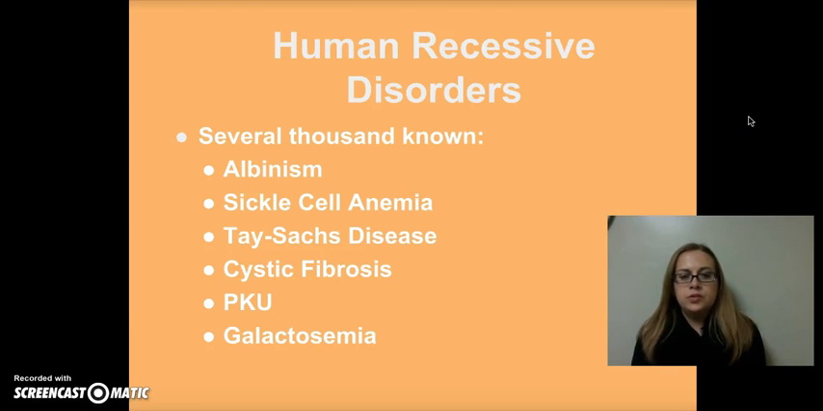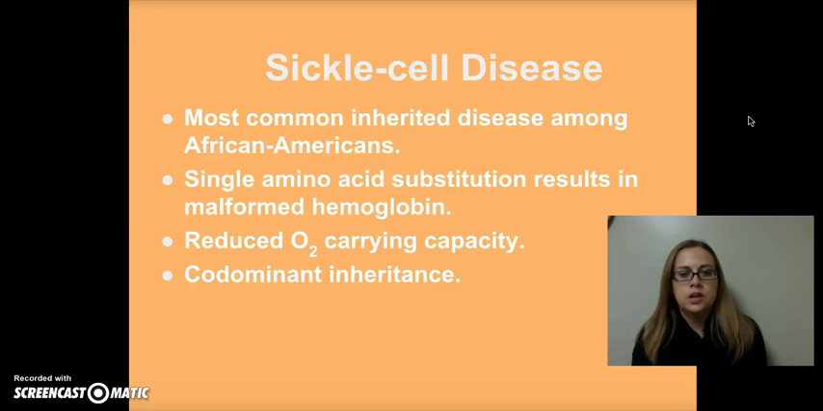So, common human recessive disorders, albinism is one, sickle cell anemia, Tay-Sachs disease, cystic fibrosis, PKU, and galactosemia are some pretty common ones that you can see in a lot of common biology textbooks. Sickle cell disease is the most common inherited disease among African Americans. You have a single amino acid substitution that results in malformed hemoglobin. So a single amino acid substitution, very small change, but that change is really profound because it reduces the amount of oxygen that can be carried by the hemoglobin.